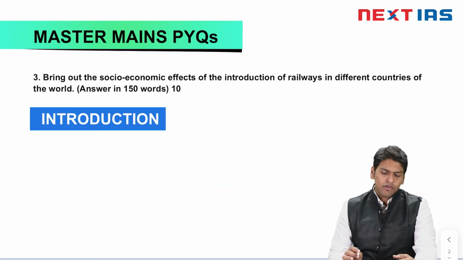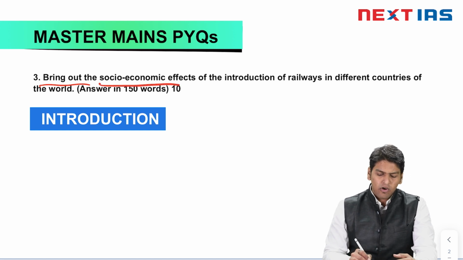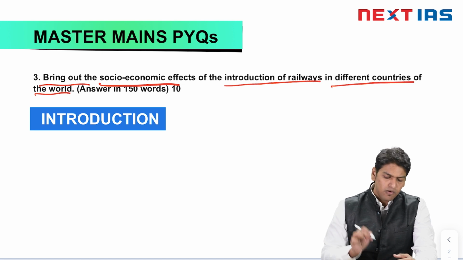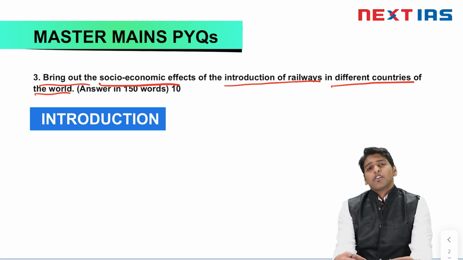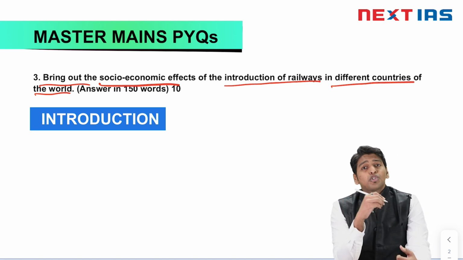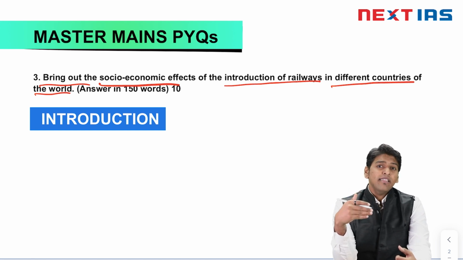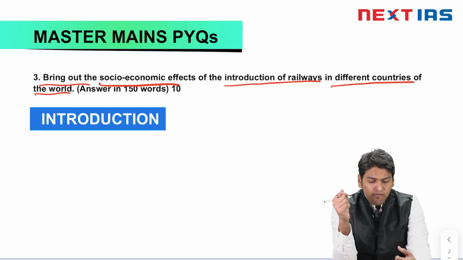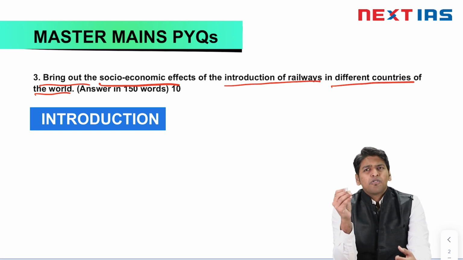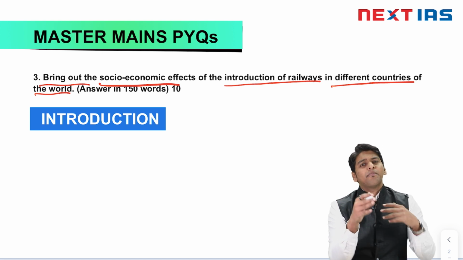The question was, bring out the socio-economic effects of the introduction of railways in different countries of the world. The question is asking about the impact railways brought, and specifically the socio-economic impact railways brought across different countries when they were introduced. So the first thing is that no one has read a particular topic called railways and the impact it brought.